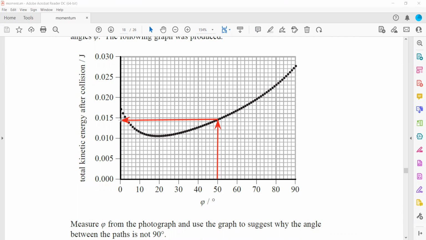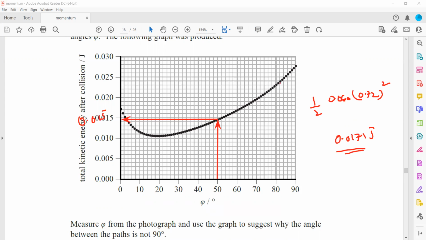Then work out the kinetic energy, the total energy after collision, and compare it with the total initial energy. The total initial energy is half mv squared, where the mass of the ball is 0.066, and the speed is 0.72. So it will be half into 0.066 into 0.72 squared. When you solve, it is 0.0171 joule. So this is 0.017 joule and this is about 0.015.